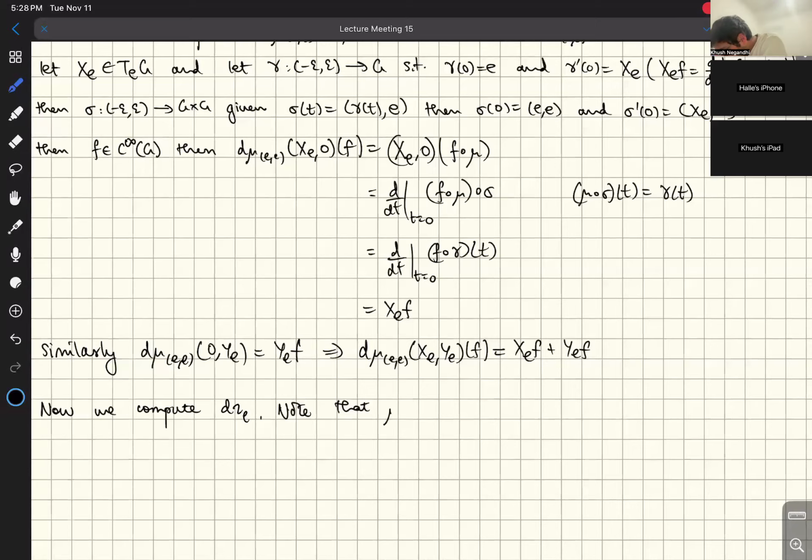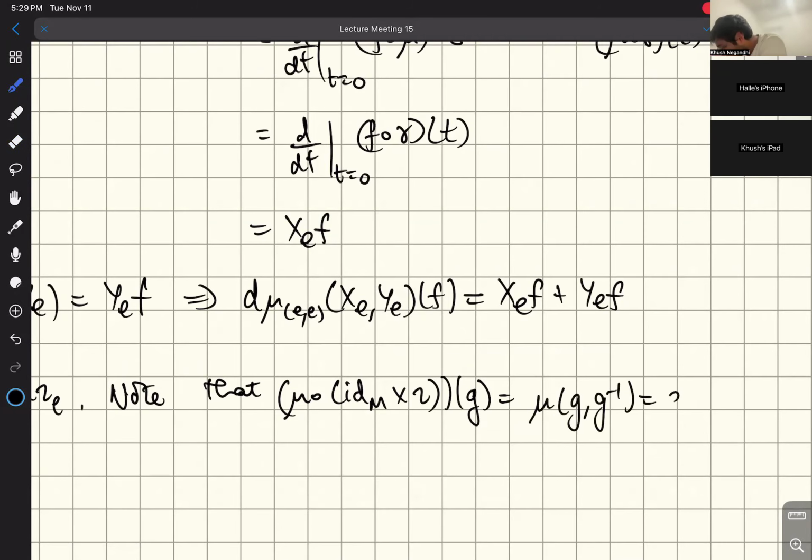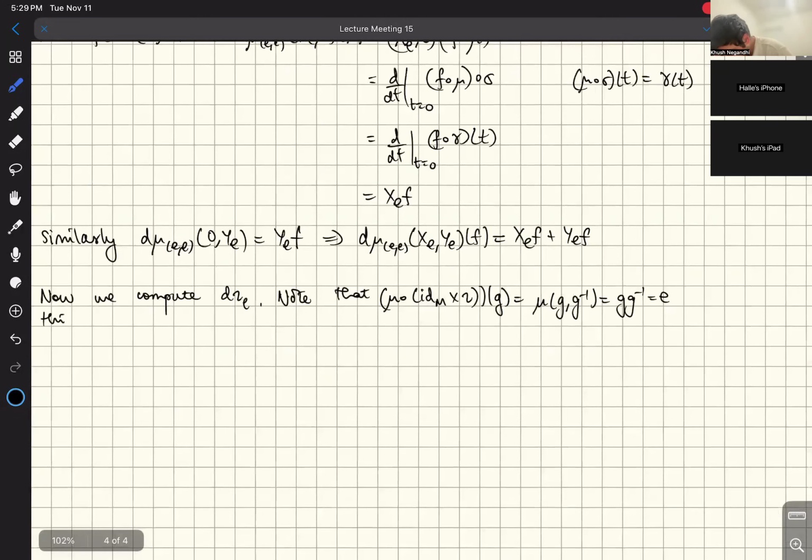Note that if I look at the map mu composed with identity on M times the inversion map, and I evaluate this on some group element G, this is nothing but mu of G, G inverse. But this is just the identity. So this function is constant. And now one must check that the differential of a constant function is zero.